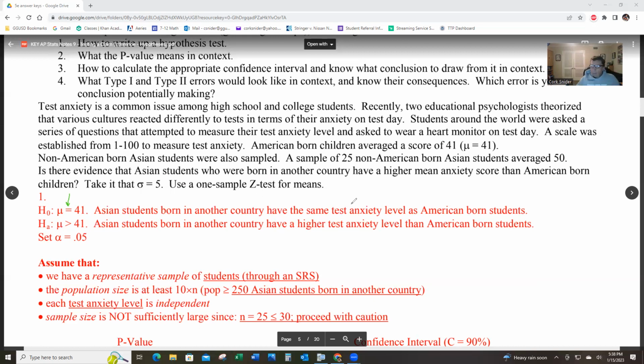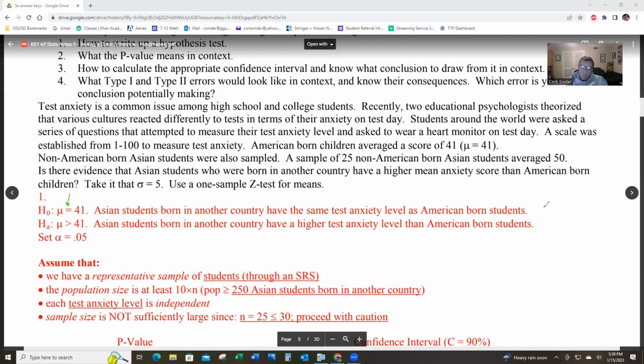Then you're going to write out the prompt in words. And pretty much just take the words from the prompt and kind of regurgitate it. This is kind of like a topic sentence that you would have in English class, where your first sentence is kind of your claim, okay? It's kind of like that. So obviously you could read this for yourself, but Asian students born in the country have the same anxiety levels as American students. Your default position is that it's the same.